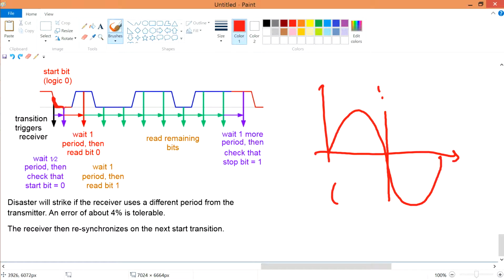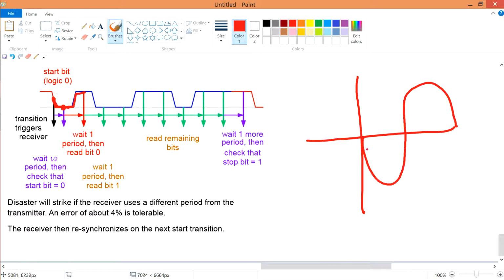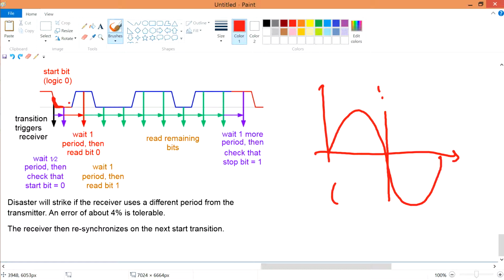Once you have checked, you're going to wait one more period. Graphically it is something like this. This part is the low part, and this part is the high part. So over here you wait 1 period, this portion here is 1 period, and then you read a bit 0. The next start comes in. I think this is the first bit coming in already.